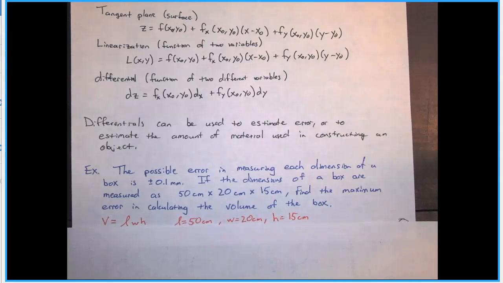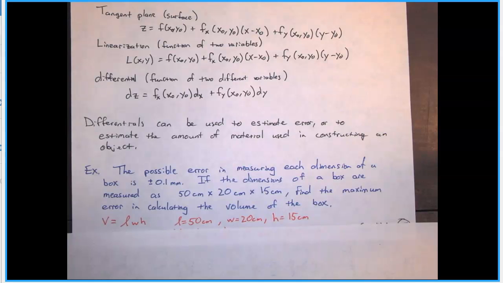So before we get started, let's see what we're dealing with. Volume of a box, length times width times height. Now, in the problem, it doesn't tell us which measurement represents length, width, or height, so let's just say that length is 50 centimeters, width is 20 centimeters, height is 15 centimeters. We need to determine what to do with this plus or minus 0.1.